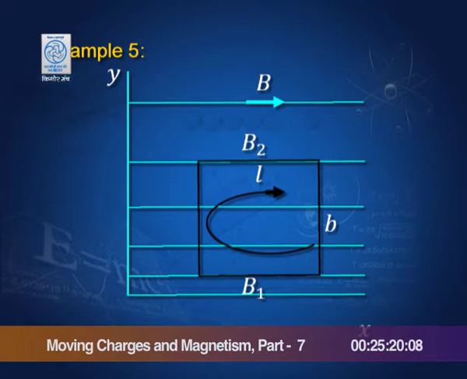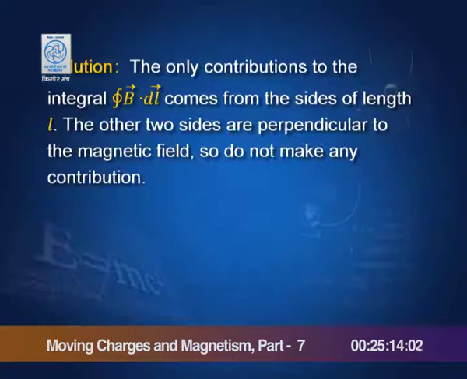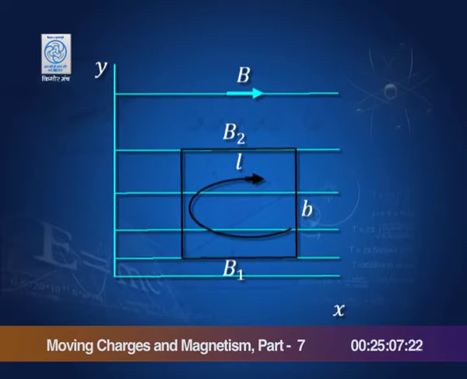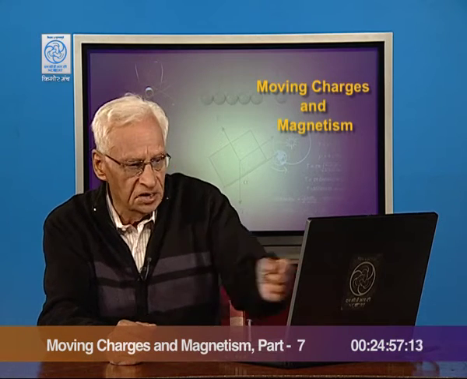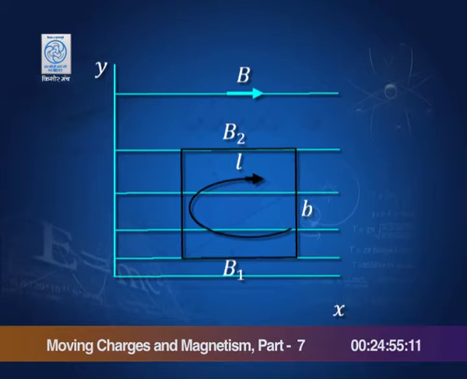What is the current that flows through the area encircled by the loop? What is the current in this area? Let us see. The only contribution to the integral B dot dl comes from the sides of length L. This side is length L, this side is length B. This is perpendicular to the magnetic field, therefore B dot dl is 0. This is also perpendicular to the magnetic field, so B dot dl is 0. So, only the contribution from this side and this side, both of which have length L.